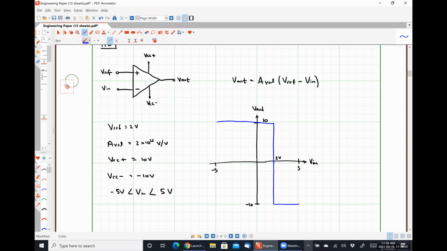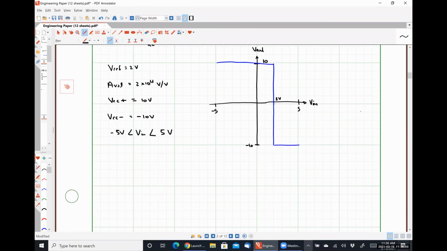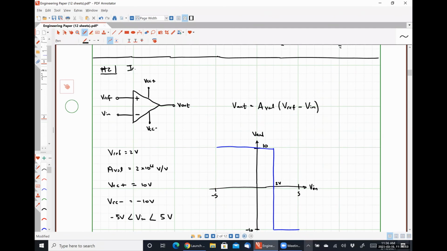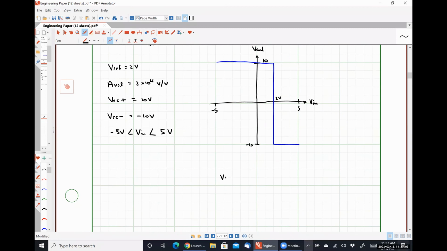So our governing equation for this inverting comparator, which is what this is called, is Vout is equal to VCC minus for Vn greater than Vref, and it's equal to VCC plus for Vn less than Vref.